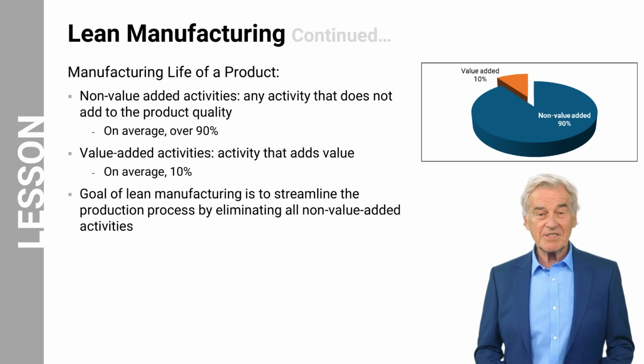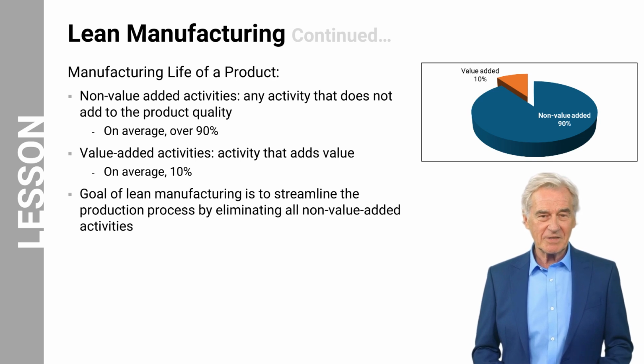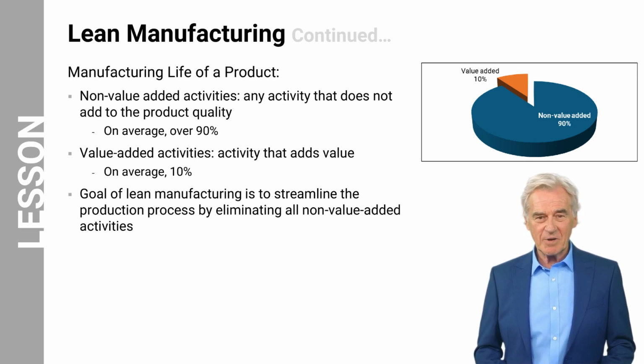Lean manufacturing is a way to slash the sources of waste while still upholding customer satisfaction. Simply, the goal is to streamline the production process by eliminating all non-value added activities. Non-value added is a description used for any activity that does not add to the product quality, where the customer defines quality. On average, over 90% of manufacturing time is spent on non-value added steps.